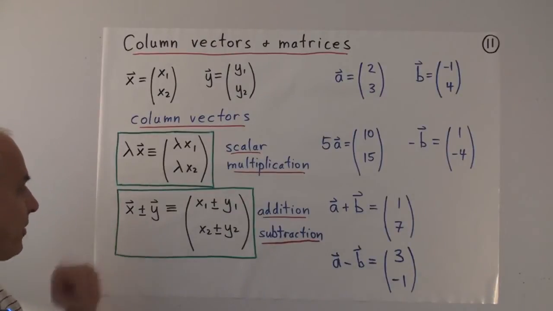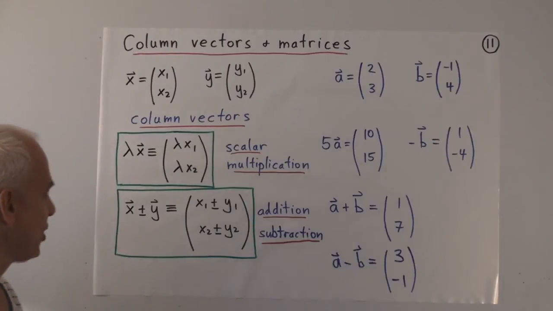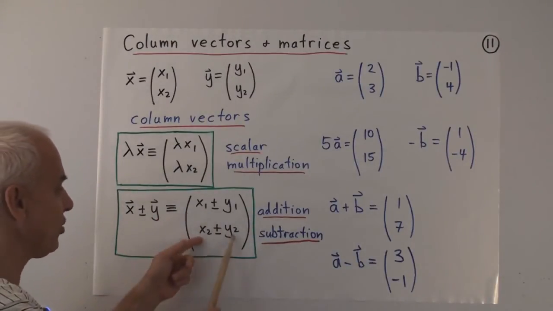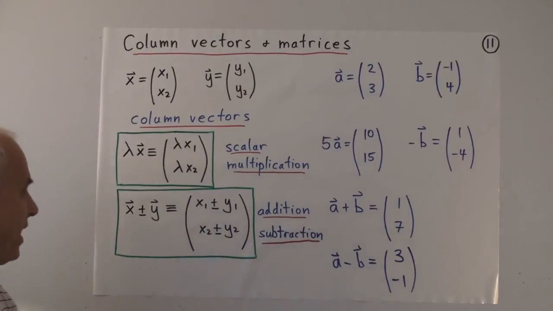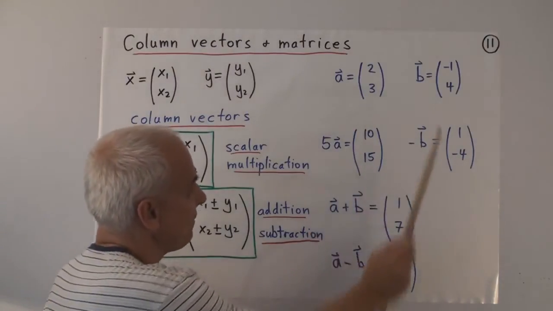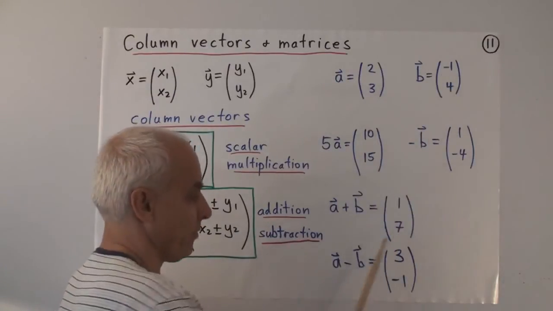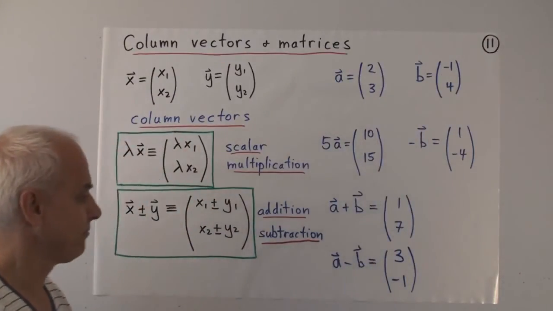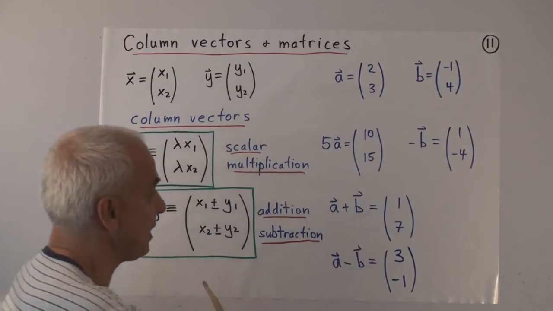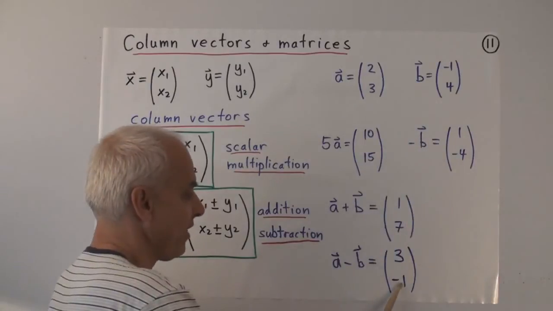And the other operations that we can do are vector addition or subtraction. So x plus y is defined to be x1 plus y1, x2 plus y2. And the difference, same thing with negative signs there. So a plus b, the sum of these two column vectors, is 2 plus minus 1 is 1, 3 plus 4 is 7. We just add component-wise. And the difference, a minus b, is 2 minus minus 1, that's 3. 3 minus 4 is minus 1.